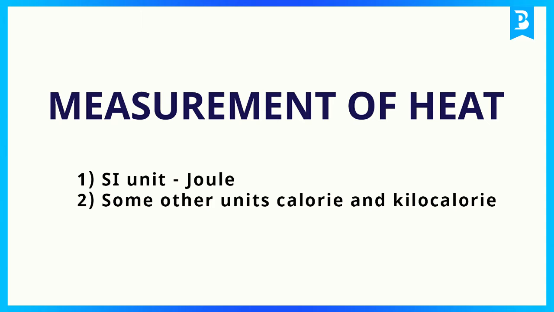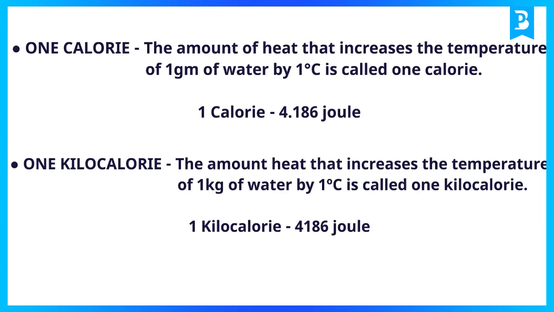Now start with calorie. Students, 1 calorie is the amount of heat that increases the temperature of 1 gram of water by 1 degree Celsius. It means the required amount of heat energy that increases the temperature of 1 gram of water by 1 degree Celsius is called 1 calorie. And 1 calorie is equal to 4.186 joule.